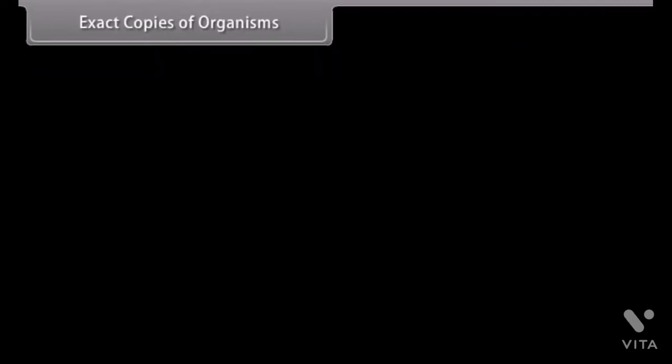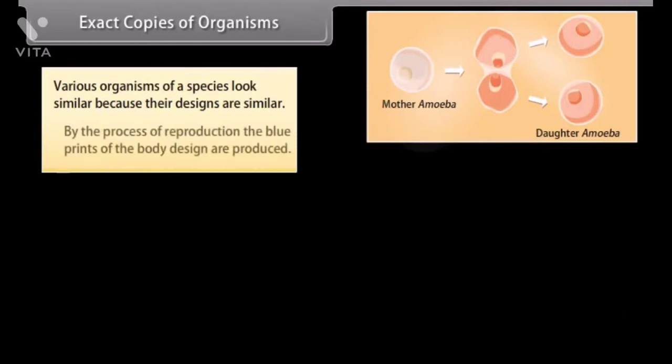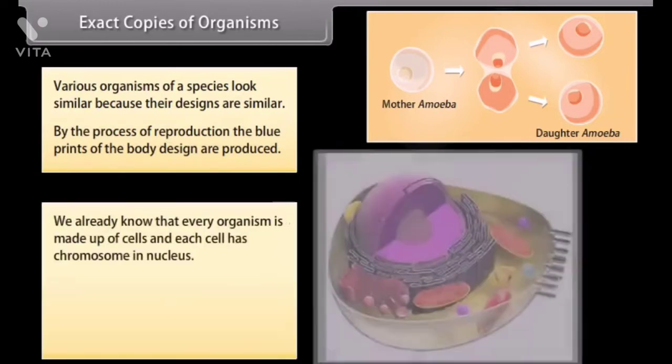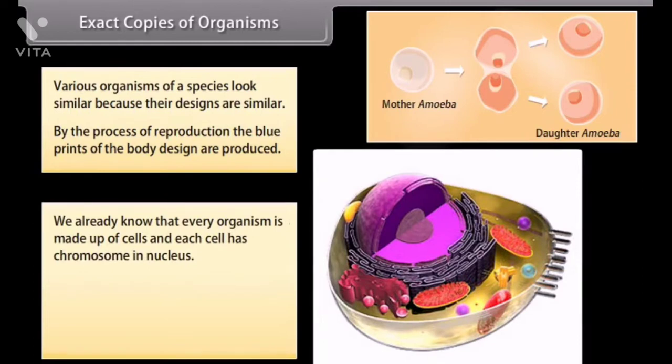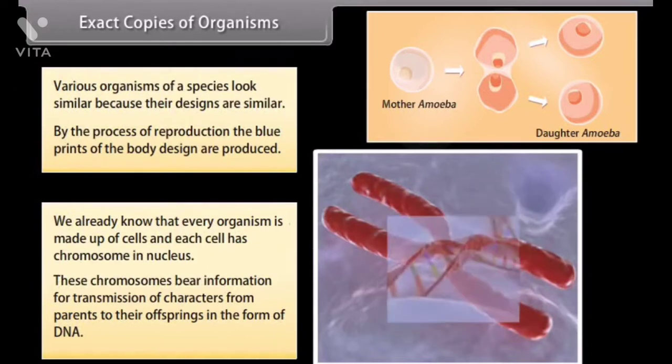Exact copies of organisms. Various organisms of a species look similar because their designs are similar. By the process of reproduction, the blueprints of the body design are produced. We already know that every organism is made up of cells and each cell has chromosome in nucleus. These chromosomes bear information for transmission of characters from parents to their offsprings in the form of DNA.